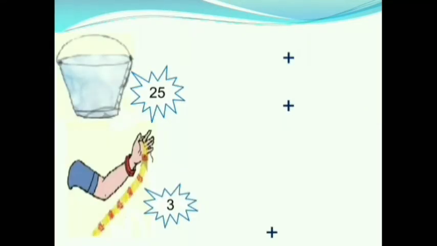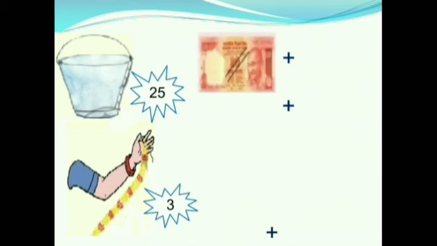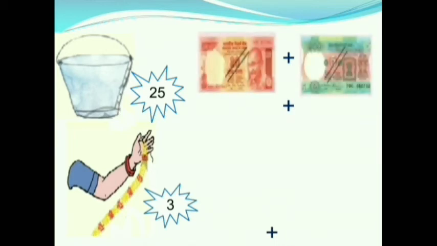Now we have bucket. What is the price of bucket? Yes, the price of bucket is 25 rupees. Here, which two notes or coins add up to 25 rupees? Yes, one 20 rupee note and one 5 rupee note. Add up to 20 plus 5 is equal to 25 rupees.